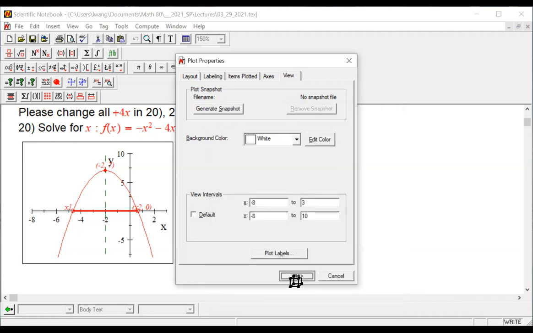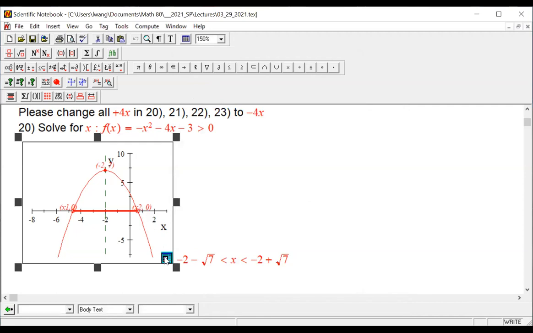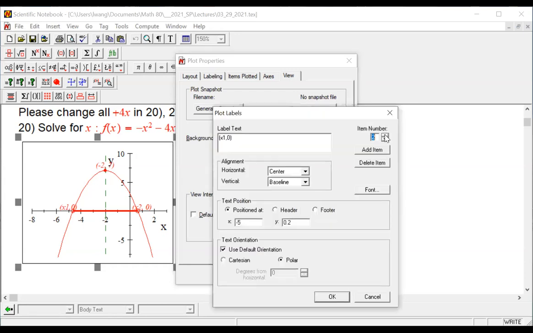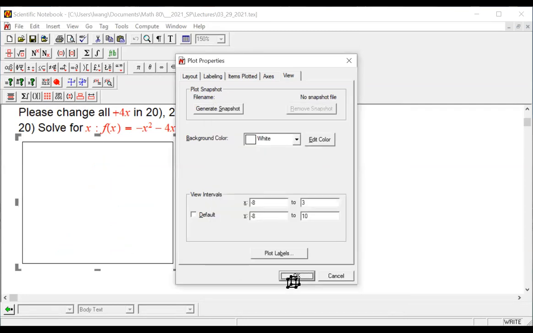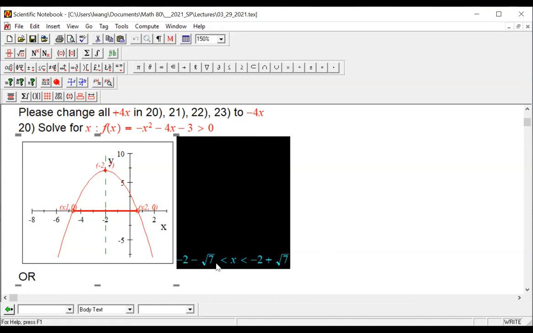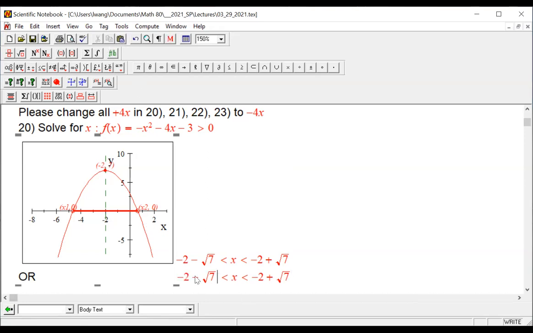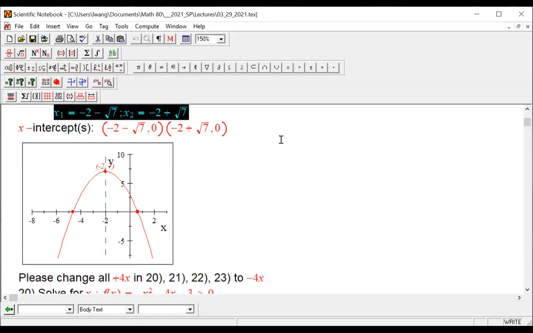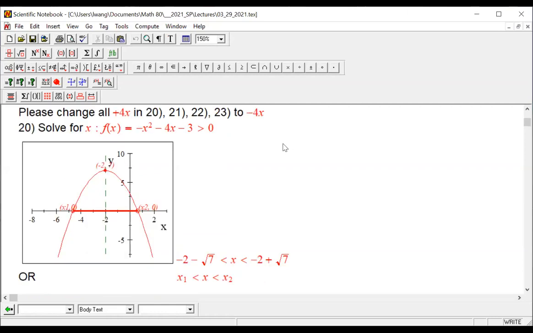Let's see how that goes. x1 comma zero seems to be fine. x2 comma zero, I need to scoot over a little bit. When we mark these, be careful: this is x1 comma 0, x2 comma 0. So the solution for f of x greater than 0 will be between these two numbers. Or, if x1, x2 are well-defined, you can even use these notations. You can write it as x sub 1 and x sub 2, provided you have specified what x1, x2 are. Is that clear?